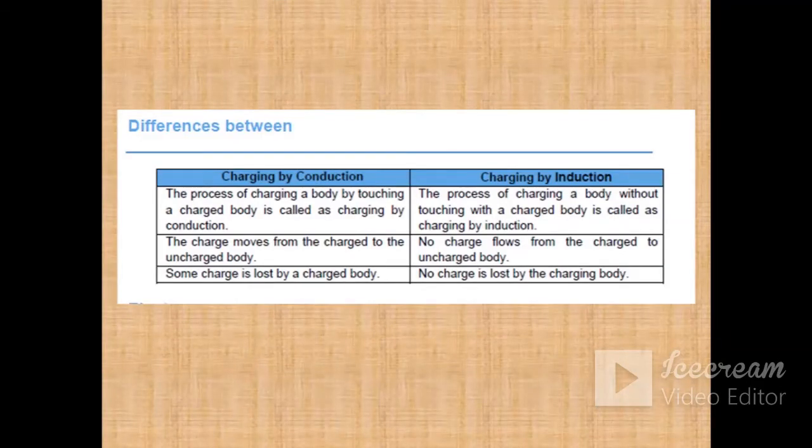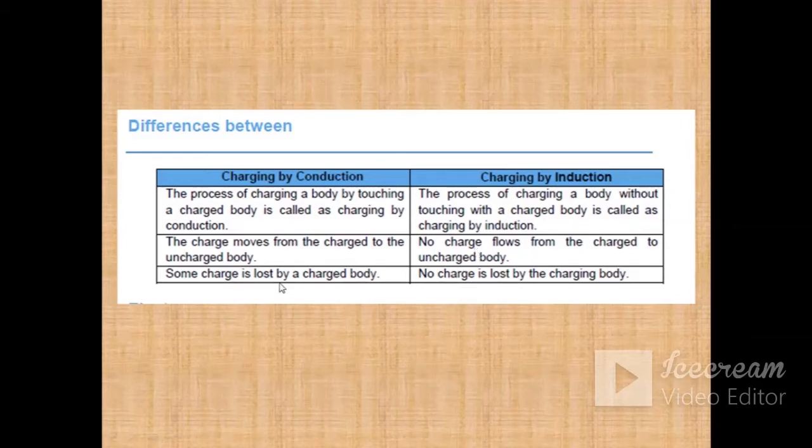Let's see a few differences between charging by conduction and charging by induction. The process of charging a body by touching a charged body is called charging by conduction. Whenever there is no touching of the two bodies, that is known as charging by induction. The charge moves from the charged to the uncharged body in conduction, and in the case of charging by induction, no charge flows from the charged to the uncharged body.